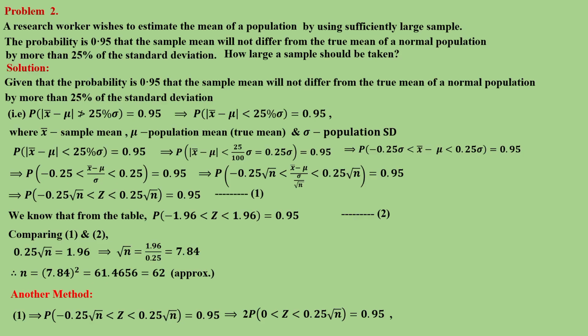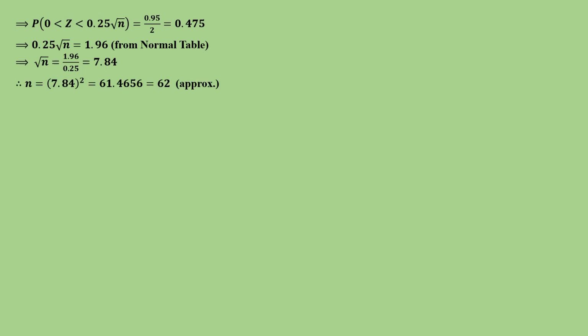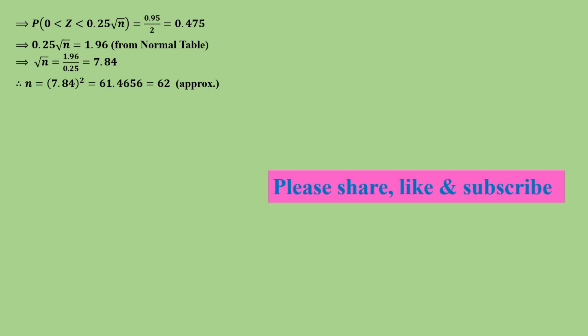So 2 times probability of 0 less than z less than 0.25 root n equals 0.95. So probability of 0 less than z less than 0.25 root n equals 0.95 by 2, that is 0.475. From the table, 0.25 root n is equal to 1.96, because 0.475 corresponds to 1.96. So root n equals 1.96 by 0.25, that is 7.84. So n is 7.84 squared, approximately 62. Thanks.